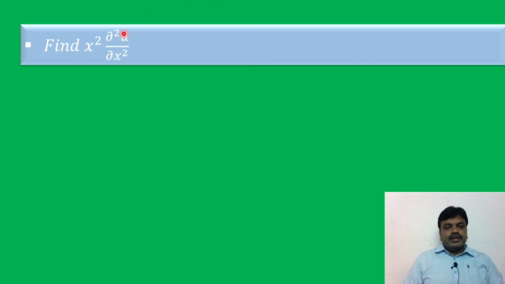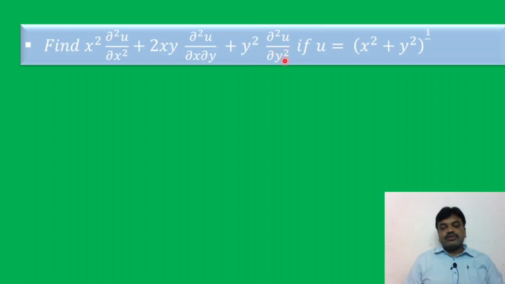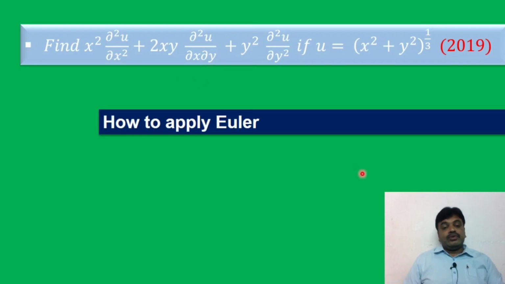Find x² ∂²u/∂x² + 2xy ∂²u/∂x∂y + y² ∂²u/∂y², if u = (x² + y²)^(1/3). Okay, if u is this one, how to find this value, friends? Now, how to apply Euler's theorem to this function?